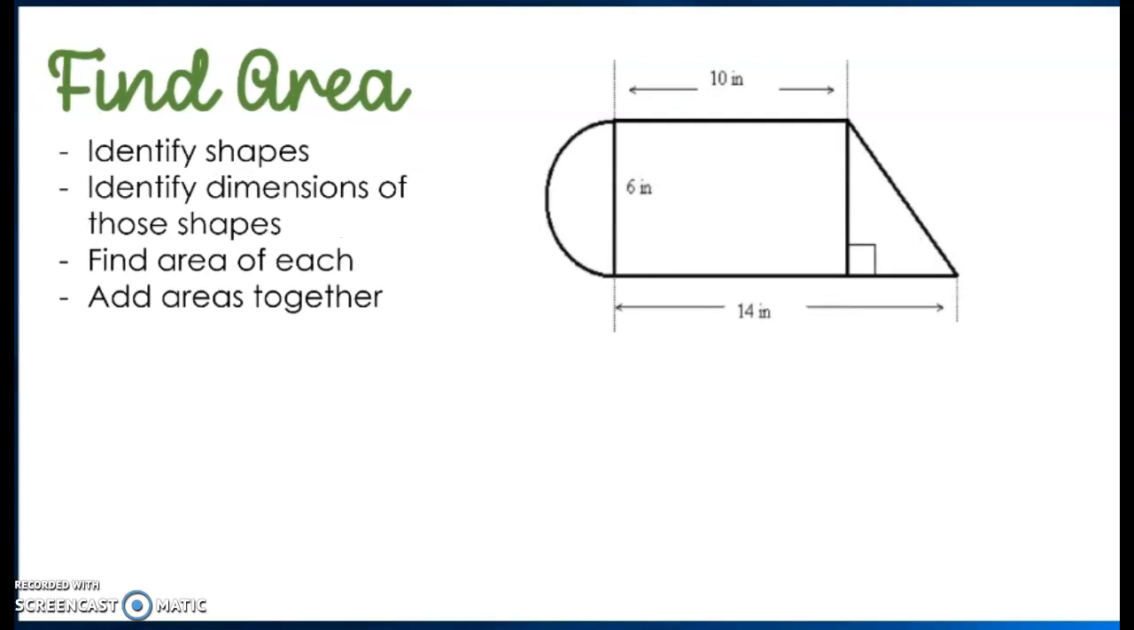So this is 3 shapes. Hopefully you're able to identify the shapes. We have a semicircle, so I'm going to put that here. I'm just going to do that section over here. Then we have a rectangle in the middle, so we'll do the work for that in this little spot. And then we have a triangle here.